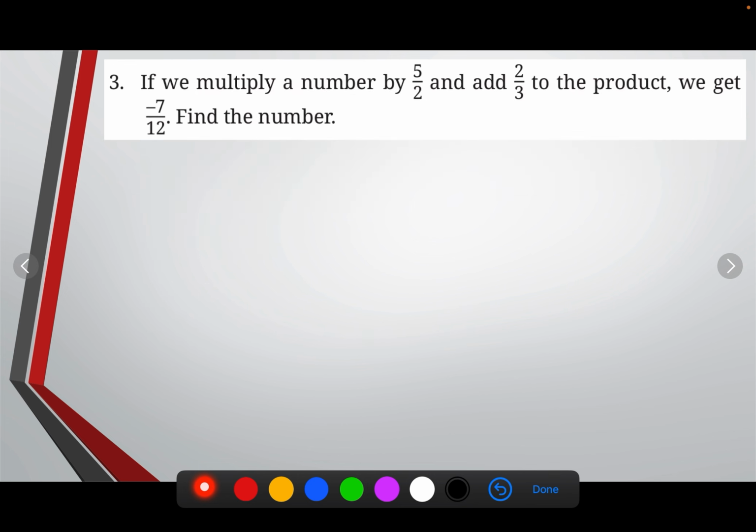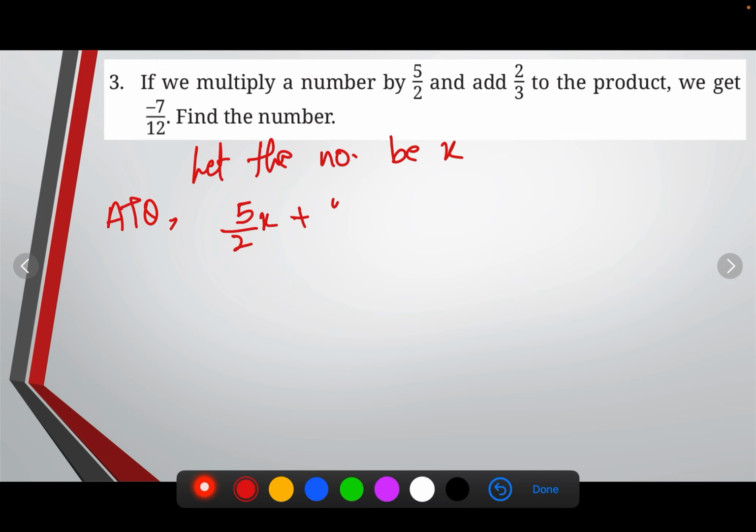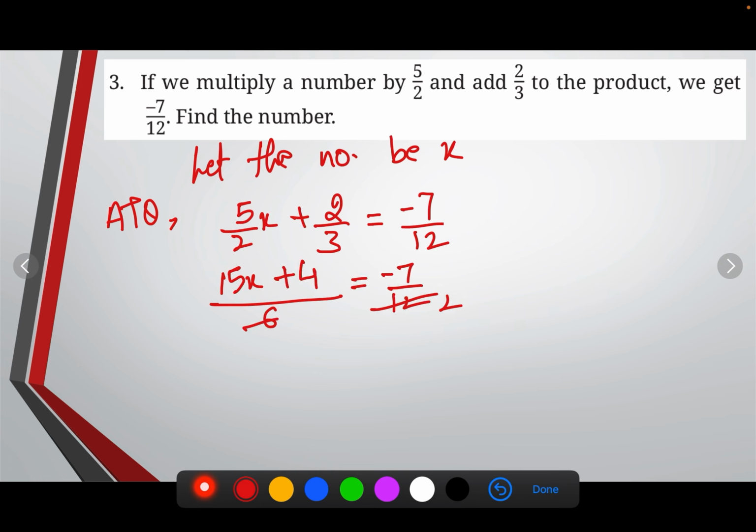Now, if we multiply a number by 5 by 2 and add 2 by 3 to the product, we get this. So, can I say let the number be x? So, what does ATQ say? Number is multiplied by x, 2 by 3 is added and giving me -7 by 12. Now, LCM 6, 15x plus 4, -7 by 12. I can reduce this here only.